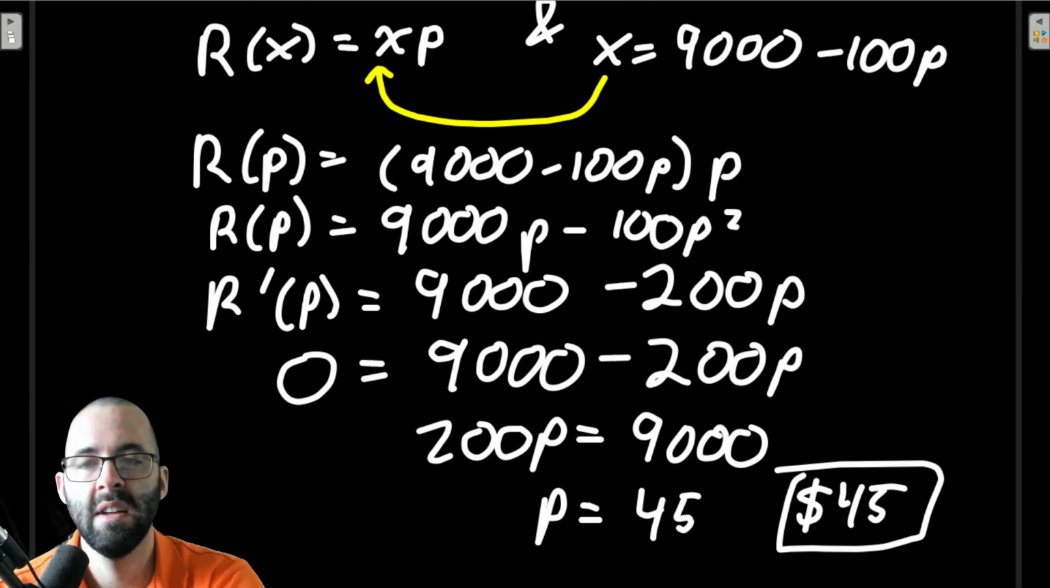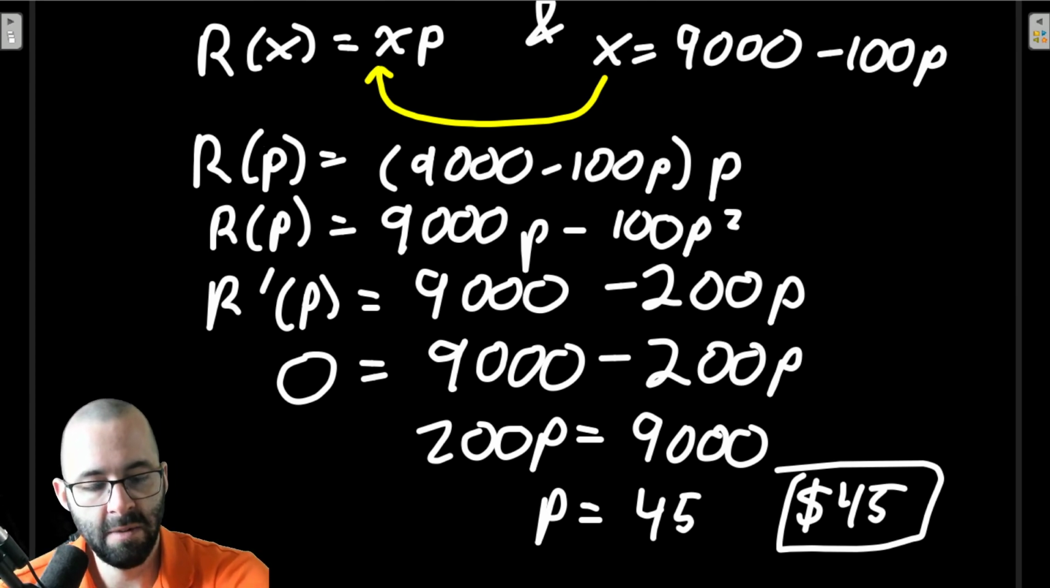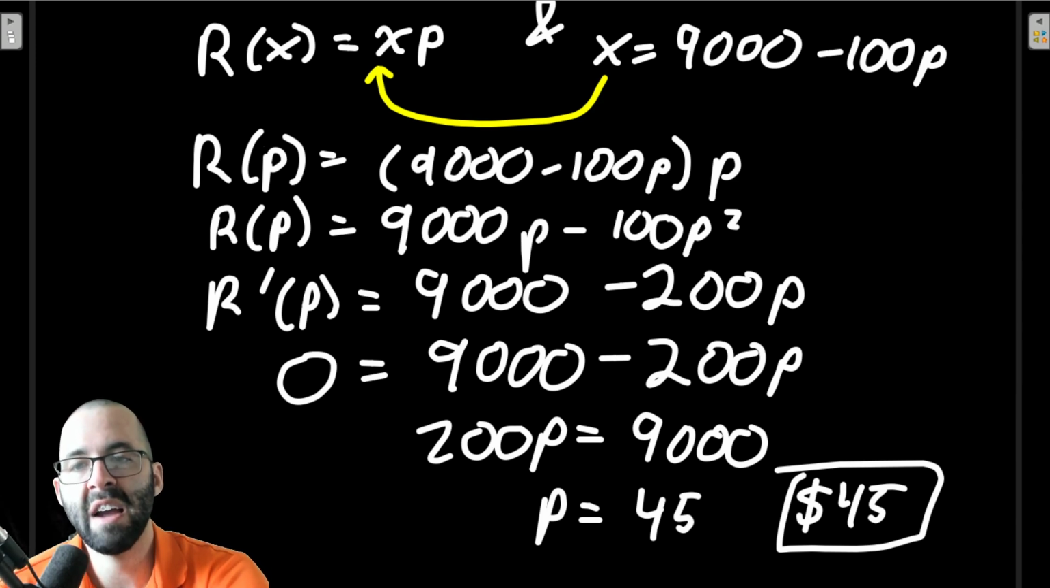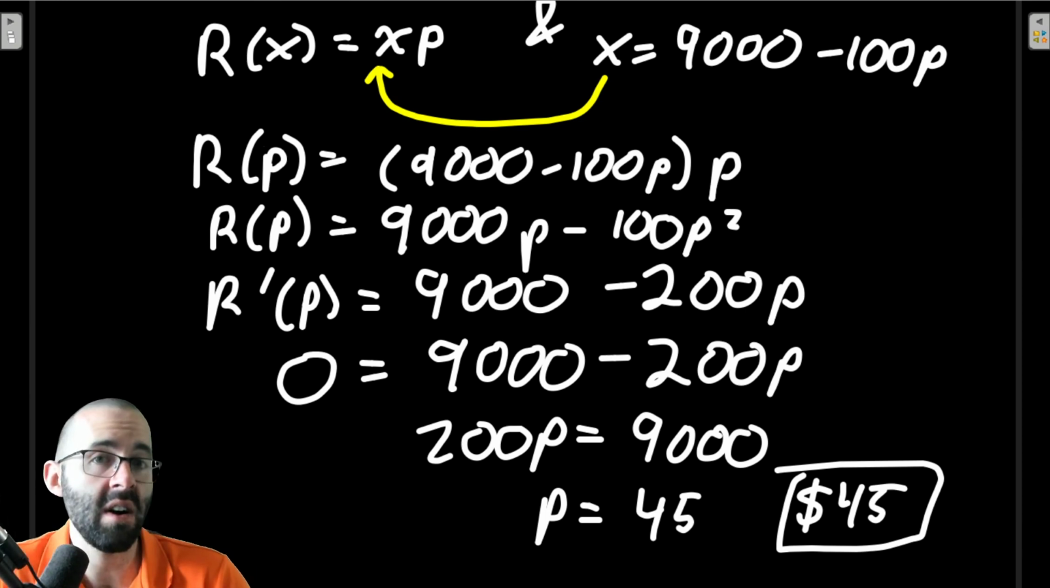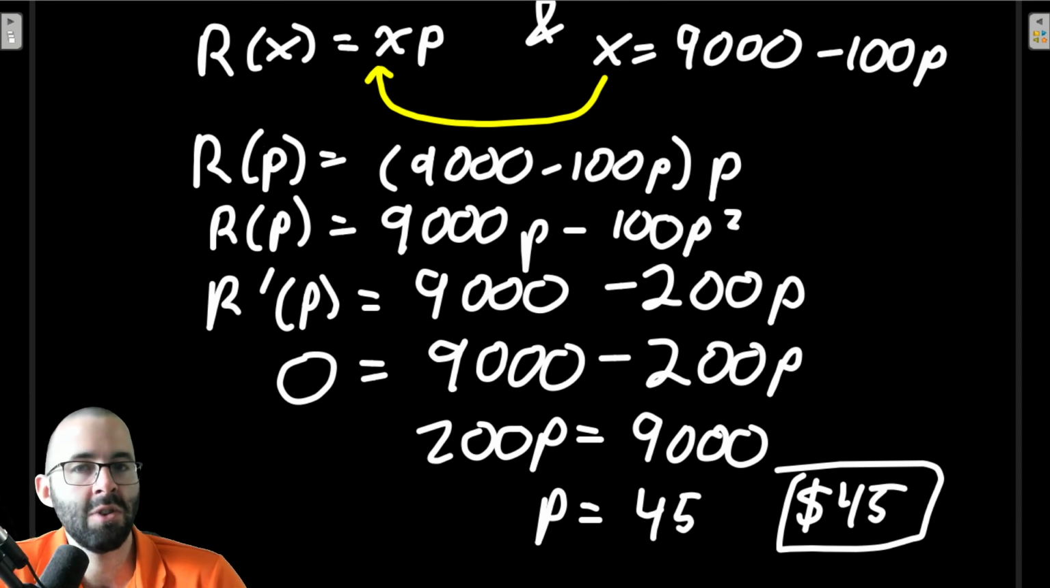Let's look at this. $45 and 4,500 people. That's 202.5 thousand. That's an extra 2.5 thousand if we lower the cost of a ticket. An extra 2.5 grand we're going to be making.